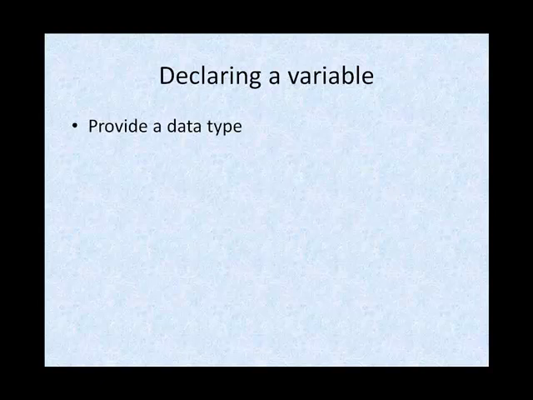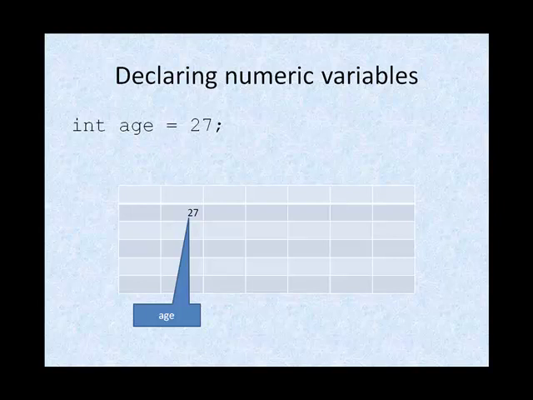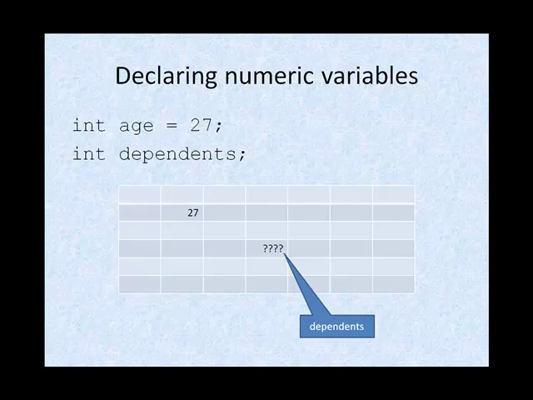So, when you declare a variable, you provide a data type, and then you also provide an identifier, a name for the variable. And optionally, you can provide a starting value. So, for example, you could declare int age and store a 27 there, and a 27 would be stored in memory. You also could declare int dependence and not store a value there. The value there would be said to be unknown, or programmers sometimes say it's garbage. Later, you could assign a value there if you needed to.